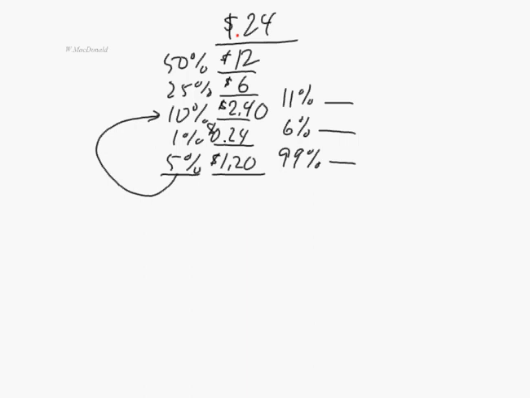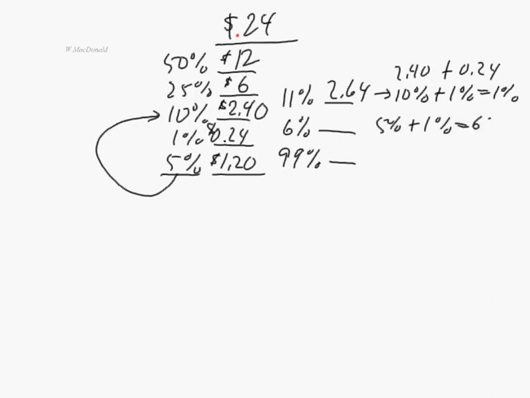And 11%. For mental math, we could take 10% plus 1%, and that would give us 11%. So since we know both of those, we take $2.40 plus 24 cents, add them together, and we get $2.64. For 6%, we take 5%, which we know, and 1%, which we know, and those added together will be 6%. 5% is $1.20. 1% is 24 cents. So we get $1.44 for our answer.